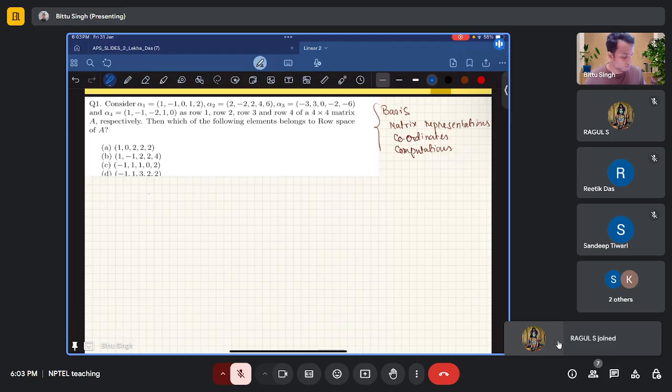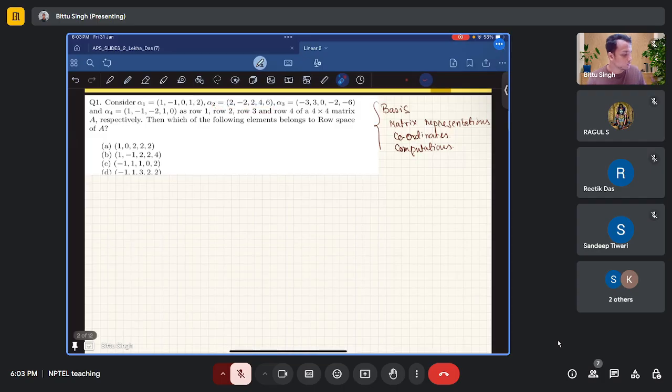So here three rows are given. One is 1, minus 1, 0, 1, 2. Then the second is alpha 2, this row, and the fourth row is this. Now those are rows 1, 2, 3, 4. So we can form a 4 by 4 matrix out of those rows. Now the question is which of the following belongs to the row space? So let us see how we can solve those kinds of problems.